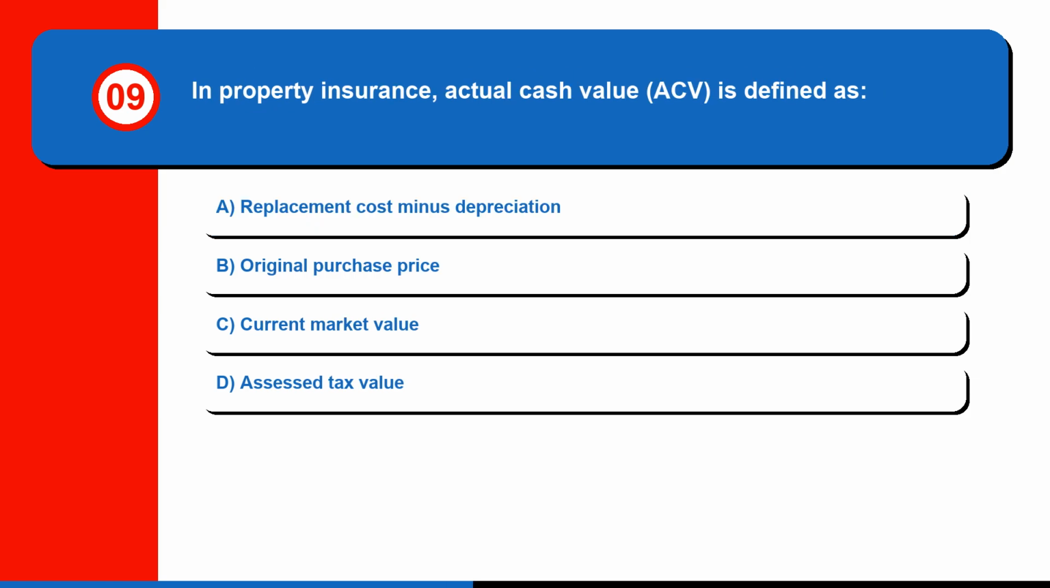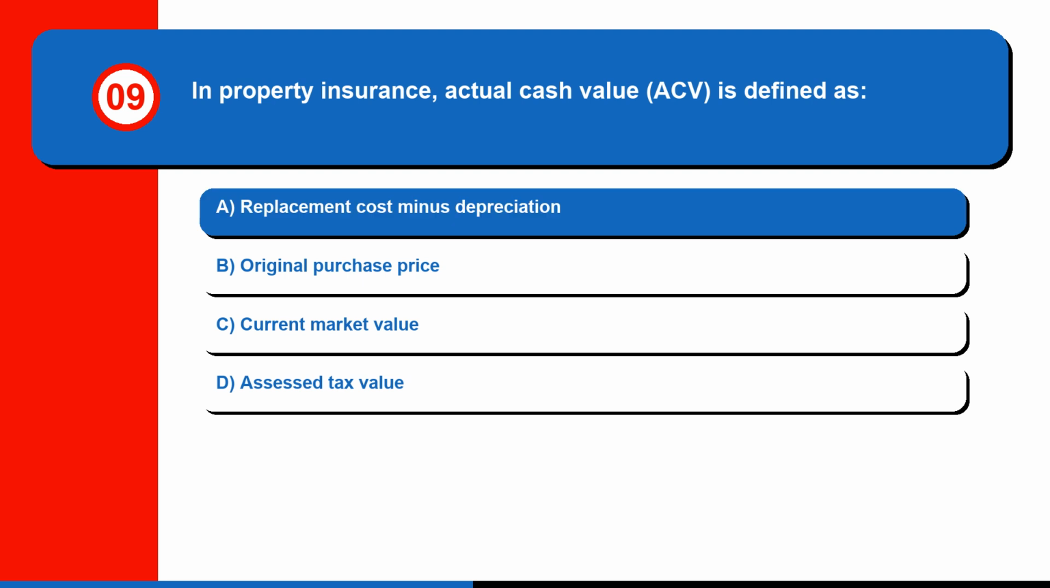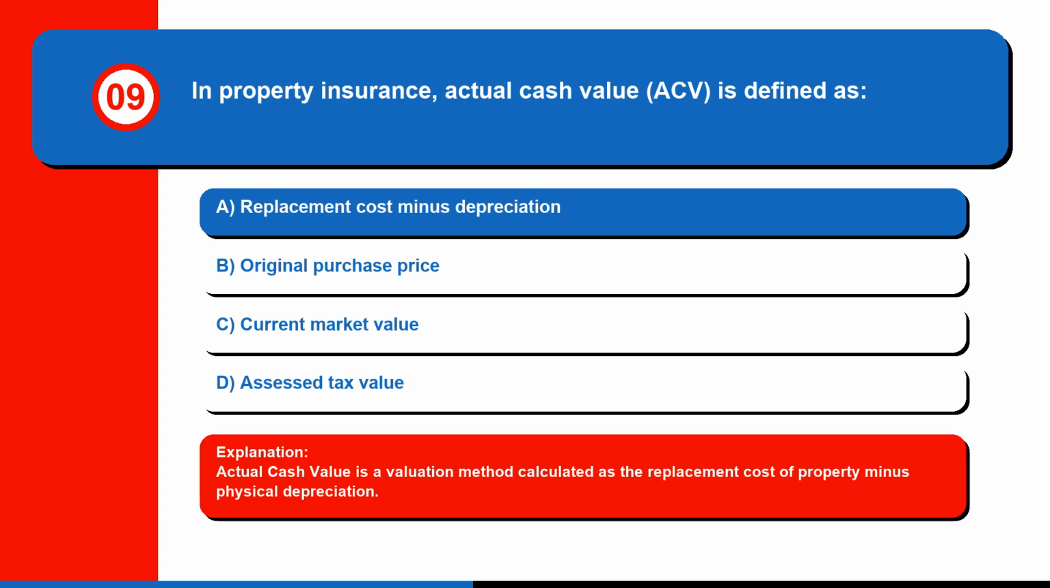Question 9. In property insurance, actual cash value, ACV, is defined as A. Replacement cost minus depreciation, B. Original purchase price, C. Current market value, or D. Assessed tax value. The correct answer is A. Replacement cost minus depreciation. Actual cash value is a valuation method calculated as the replacement cost of property minus physical depreciation.